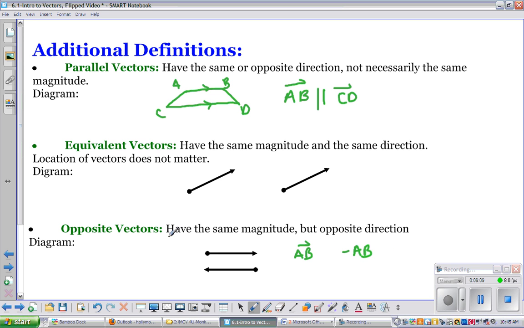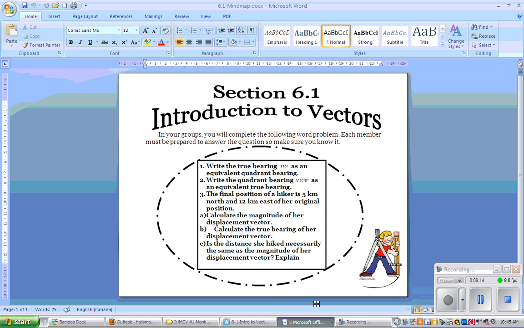And so there's your additional terms, and there's a mind map that you'll be doing as well as some additional questions in class, and that's it.